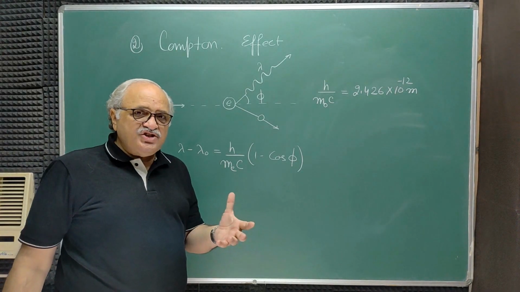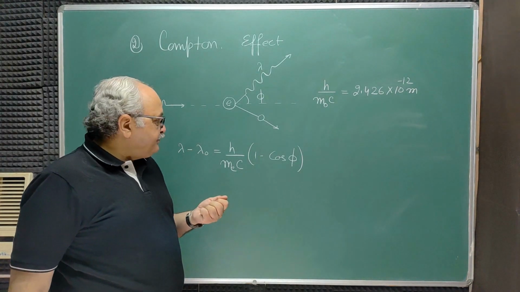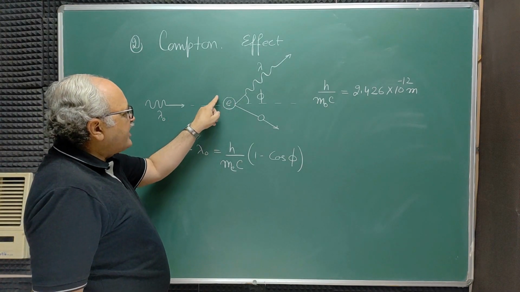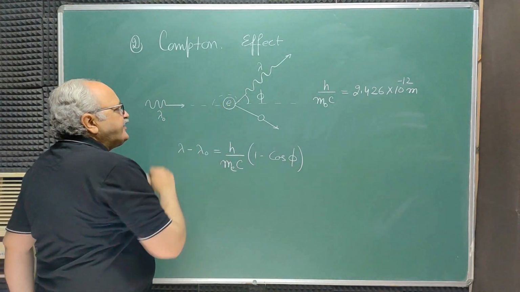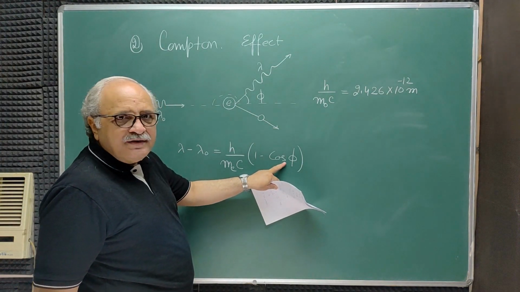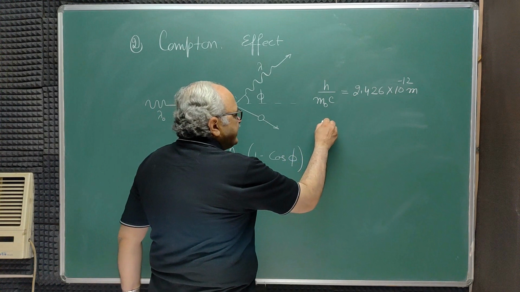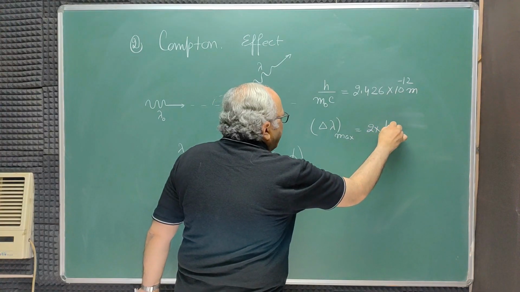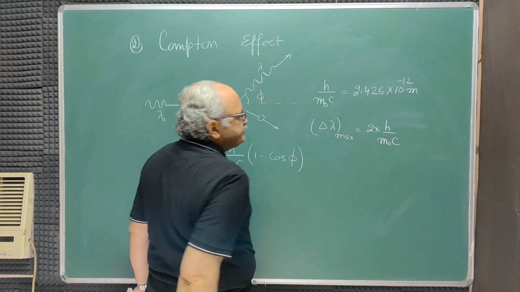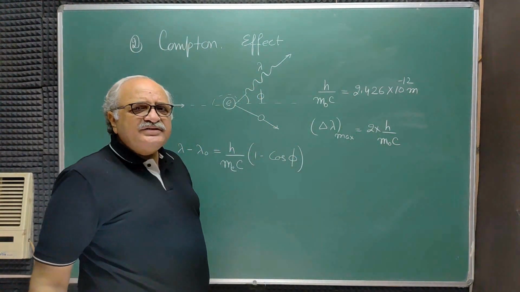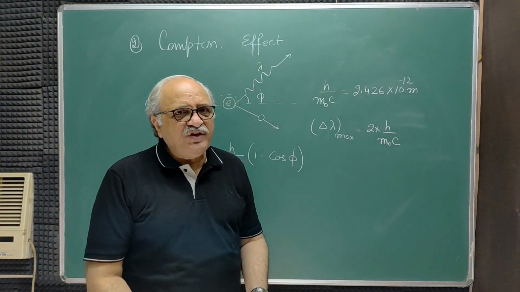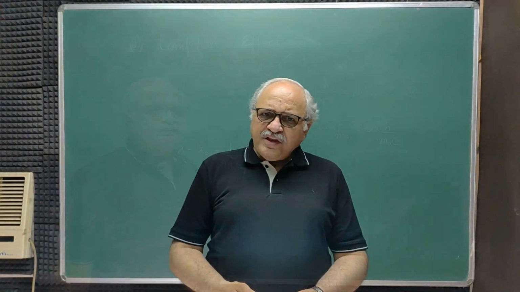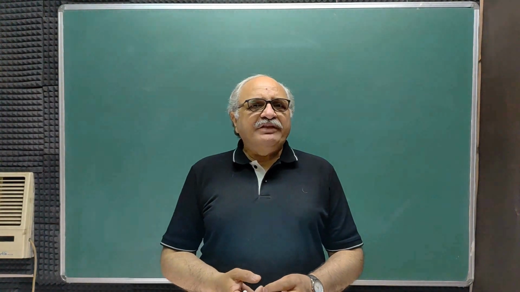The maximum change, or you can say Compton shift, is for that photon which retraces the path. In that case, the angle phi becomes 180 degrees, and cos 180 degrees is minus 1. So the maximum Compton shift, that is the maximum shift of the wavelength, is twice the value h by m0c. That is the maximum possible change in the wavelength which we can expect from the Compton scattering experiment.